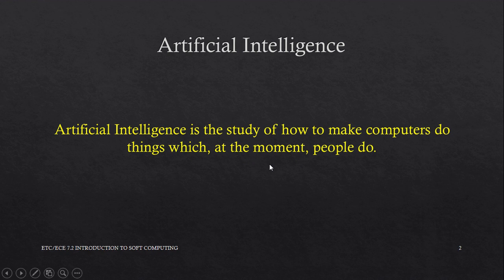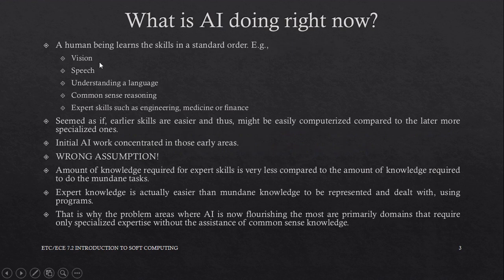A human being learns skills in a standard order. For example, first comes vision, then speech, then understanding a language, then common sense reasoning, etc. After this, expert skills such as engineering, medicine, or finance are required. It might seem to make sense then that earlier skills are easier, and therefore might be easily computerized compared to the later, more specialized ones. For this reason, much of the initial AI work was concentrated in those early areas. But it turns out that this assumption is not right.